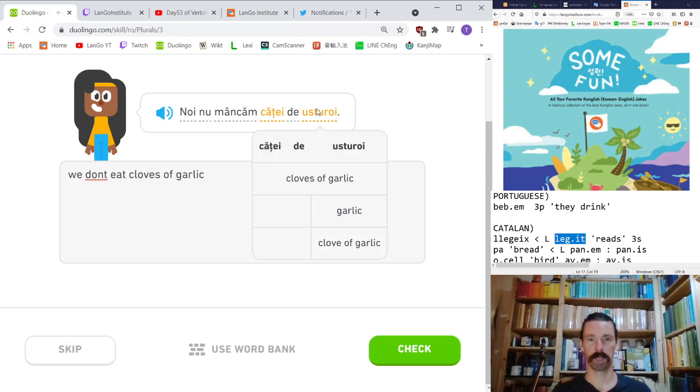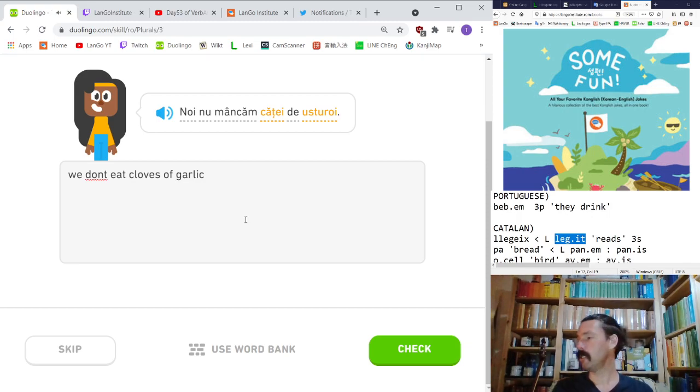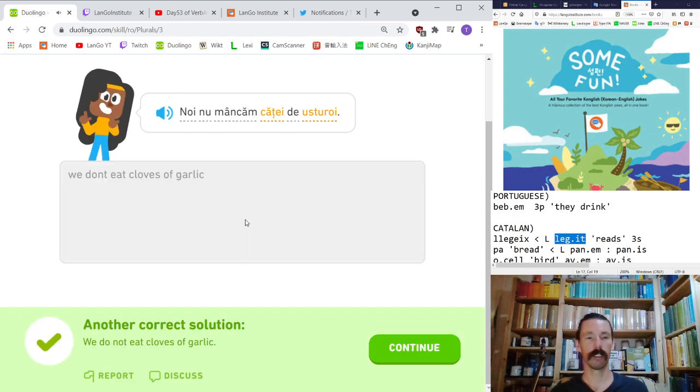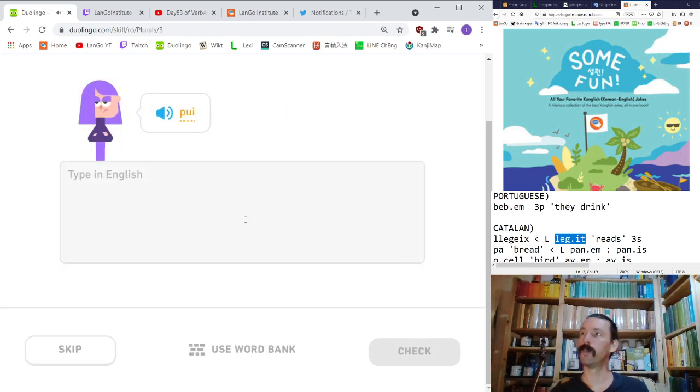Usturoi. Two, or just that the stem ends. Căței. Mâncăm. Noi nu mâncăm căței de usturoi. We do not eat cloves of garlic. Pui. Ah, polli would be Latin, I think. Pui, chickens.